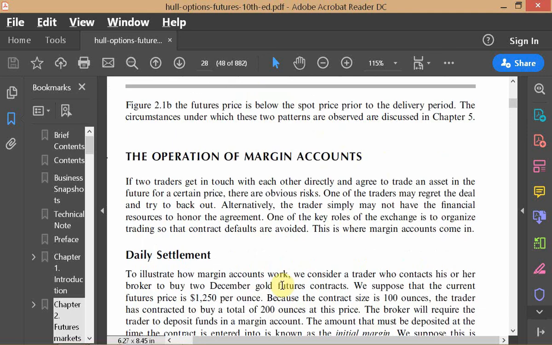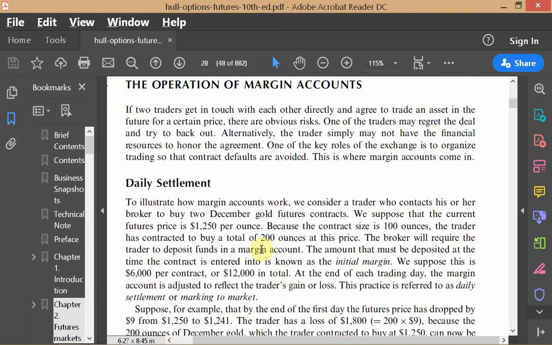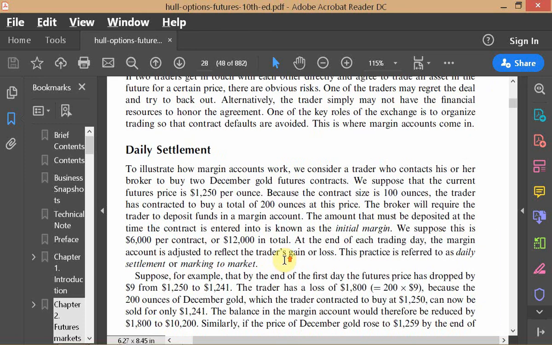So that covers this topic. Now we go into the operation of margin accounts. You can read this on your own, but we have already discussed this: daily settlements. In every futures contract there will be something called initial margin. You can read these; I'm not going to write any notes here at this stage. You can see what initial margin is in the book.